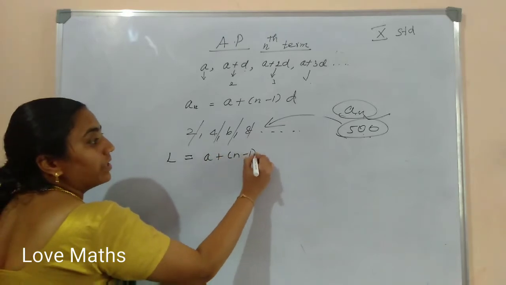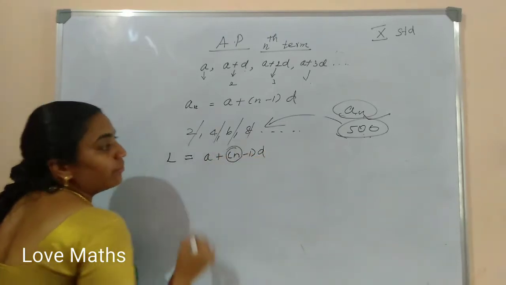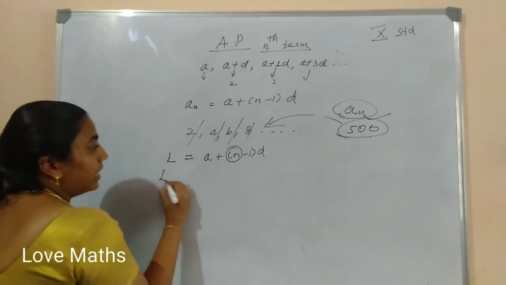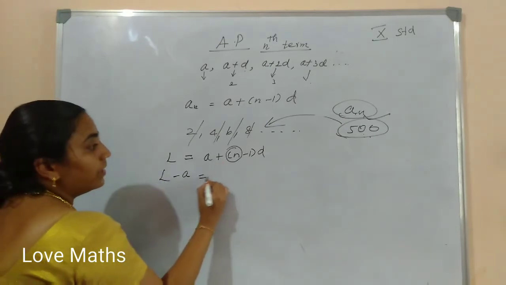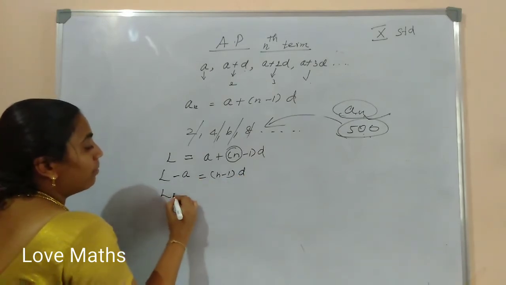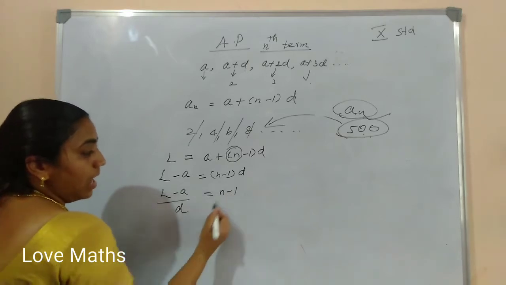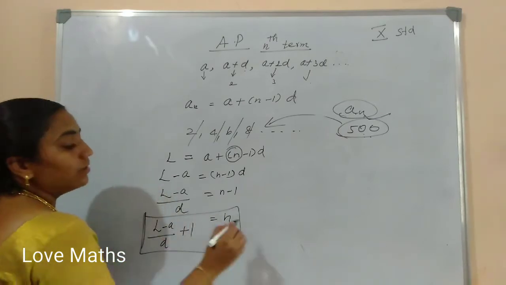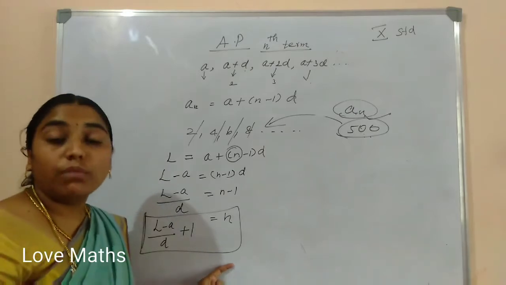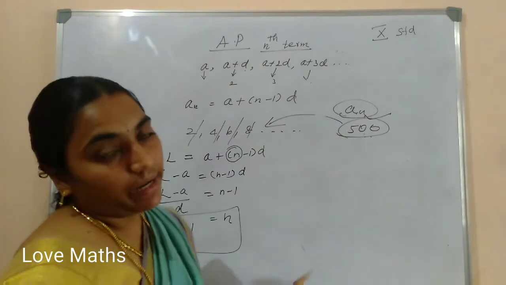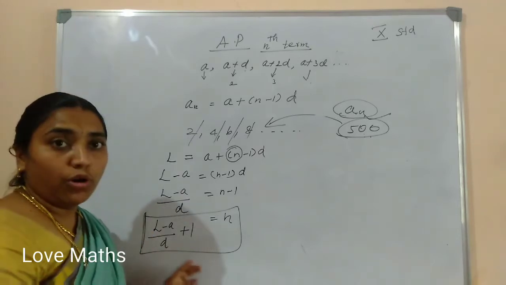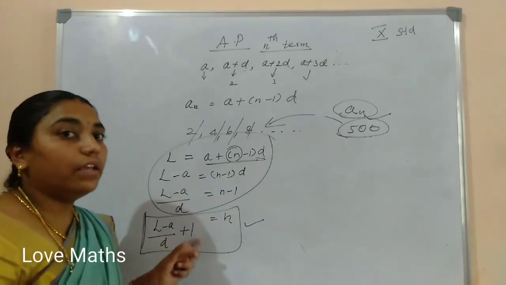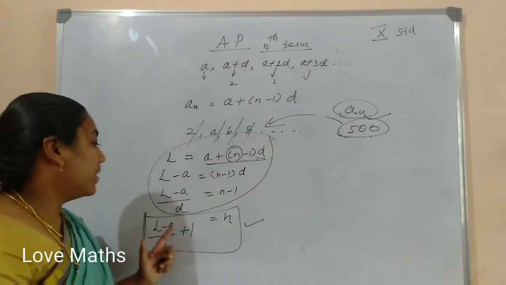Same as A plus n minus 1 into D. Mostly the question asks for n, the number of terms. So what you have to do: L, bring A to this side, minus A, equal to n minus 1 into D. Here D is multiplication, on the opposite side it becomes division, equal to n minus 1. I need only n, so minus 1 comes to this side as plus 1. So n equals L minus A by D plus 1. You can also remember this formula. Don't memorize it; I proved how the formula came. If the last term is given, n is equal to L minus A by D plus 1.